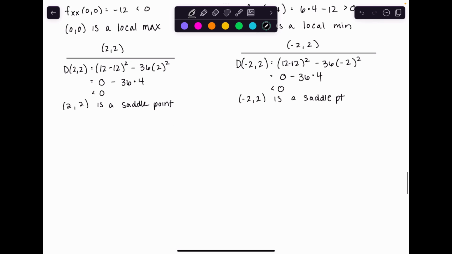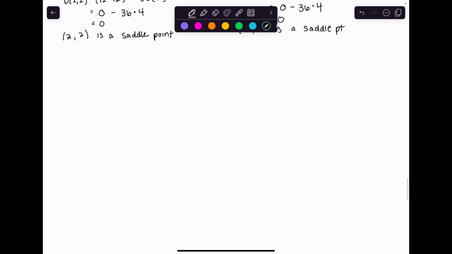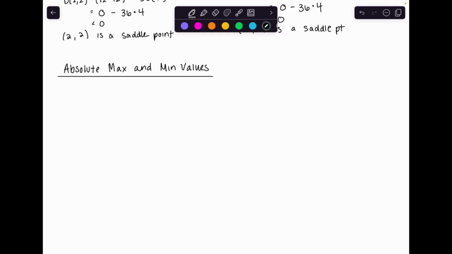So what I want to do first is I want to talk about what does it mean to kind of have a closed interval, but now extended to 2 dimensions. So this is going to be called a closed and bounded set. So we're going to switch and we're going to talk about absolute max and min values. So we say a closed set in R2 is one which contains all its boundary points.